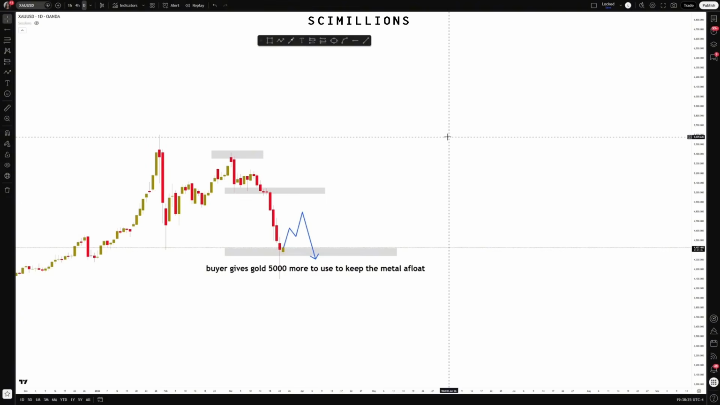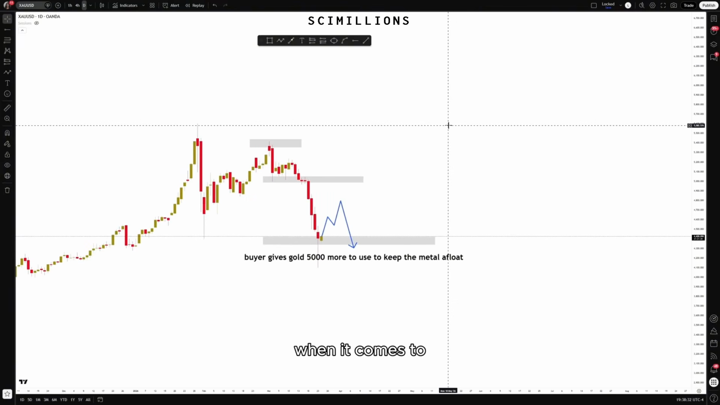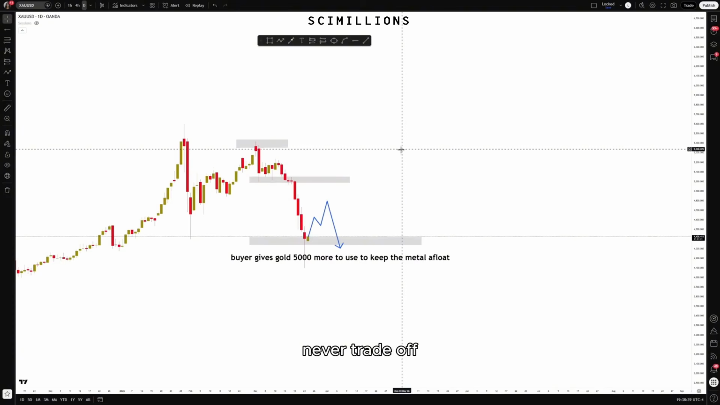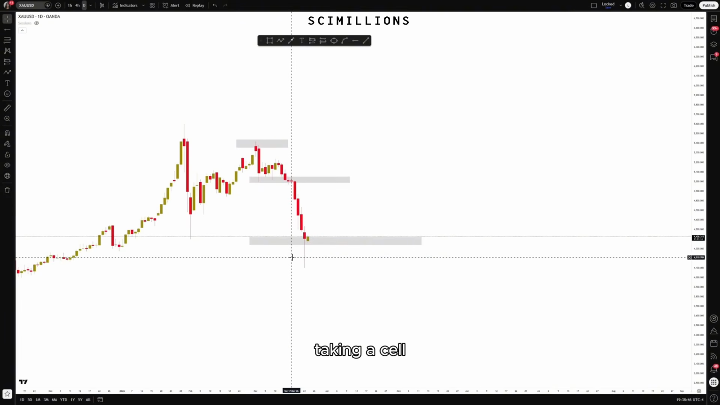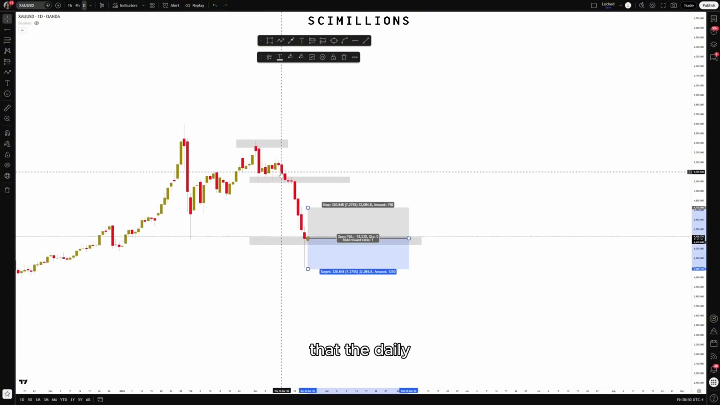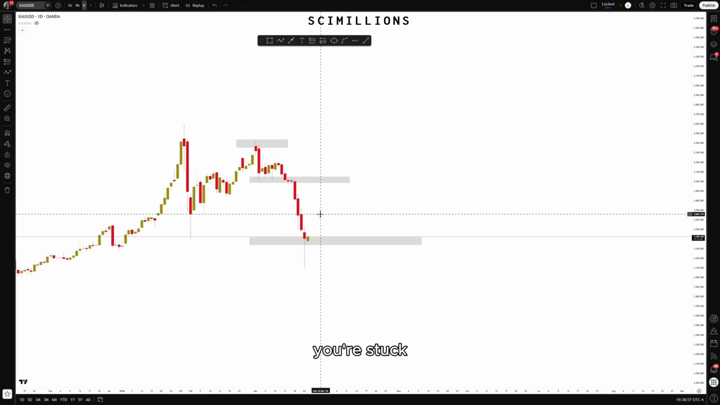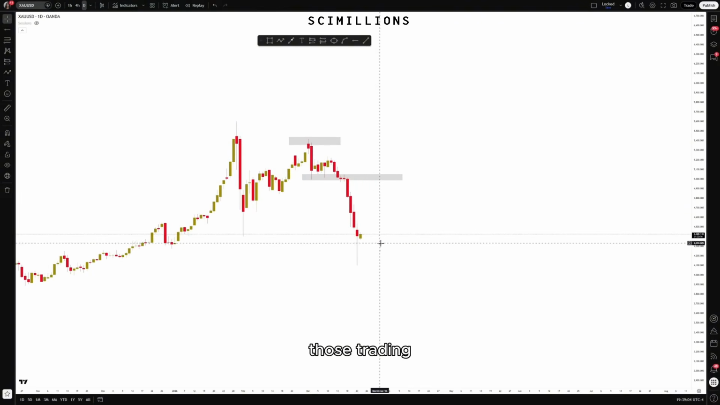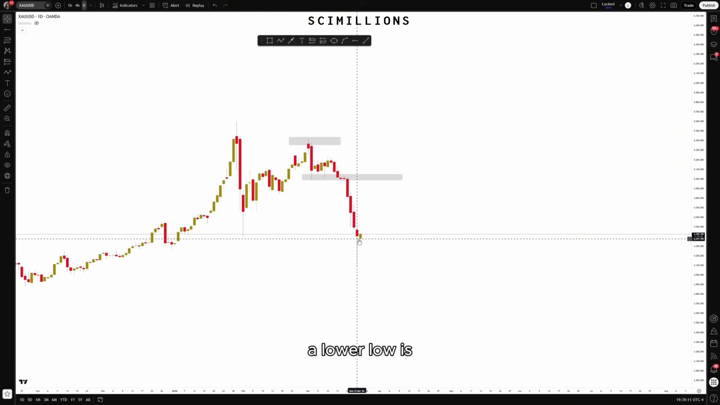So with that being said, I kind of got off track, but those are just some simple rules when it comes to price action for me. Always trade things with value. Never trade off of a lower low, or never trade off of a higher high. Those are two things that will put you in the wrong position. Taking a sell down here would be very, very risky due to the fact that the daily hasn't had a correction. There'll be a day where price fully corrects all the way back to like 4,800, and then you're stuck in that sell all the way at the bottom, right? Those are some things that I pay attention to: not trading those, trading things that have value. Also looking out for whenever price makes a lower low and is trying to make a lower high. So being prepared for that as well, and being ready.